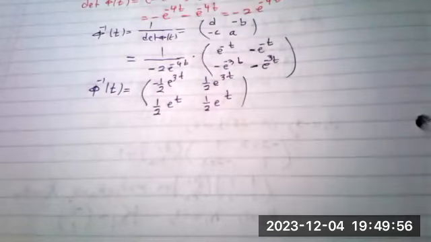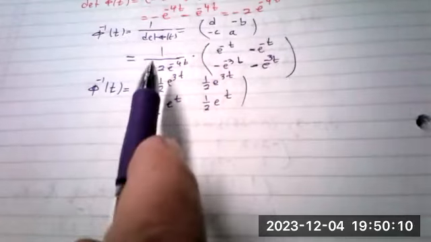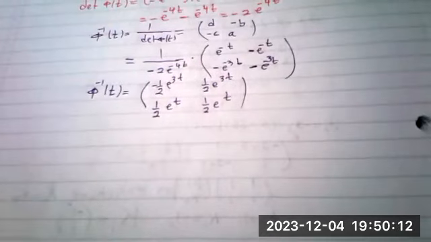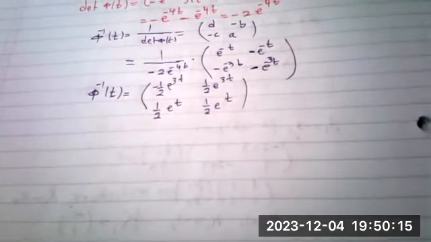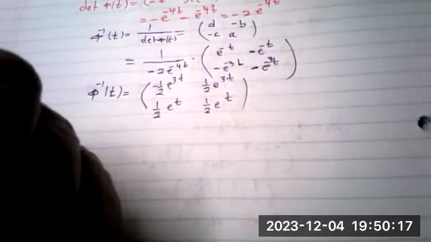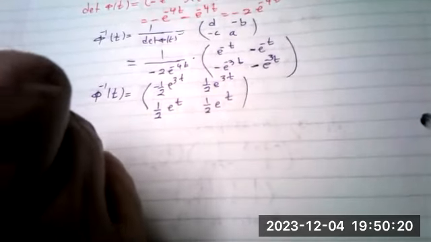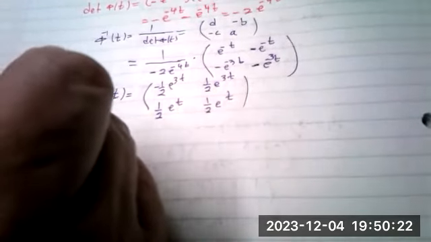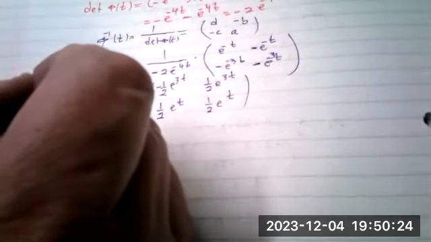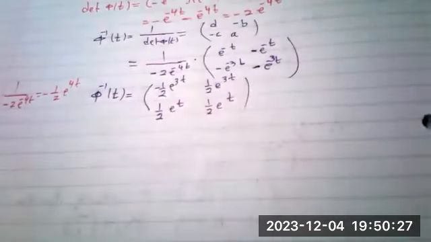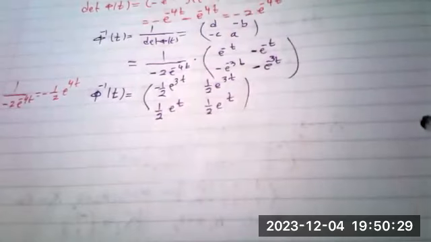Now you have 1 over negative 2 e to the negative 4t. You move the e to the negative 4t up. It's going to be e to the 4t divided by 2. Then you multiply. You see this one? This would be negative 1/2 e to the 4t. Then you multiply inside all those matrices.